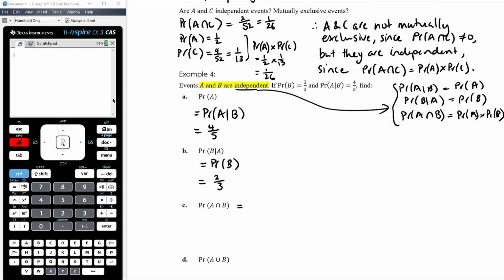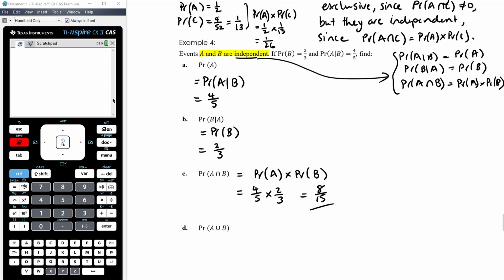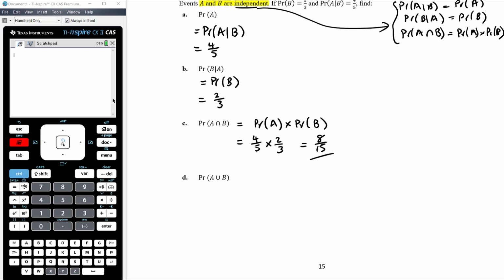So we know that if they're independent, this will be probability of A times the probability of B. Now, in this case, we're given probability of A, we worked out in part A of the question, so it was 4/5, multiplied by probability of B, we're given in the question, which is 2/3, and so therefore this is 8/15. And then the probability of A union B, so this is where we're going to need to make use of our addition formula, addition rule for probability. So the union is the probability of A plus the probability of B, but then we subtract the intersection because we've counted it twice.